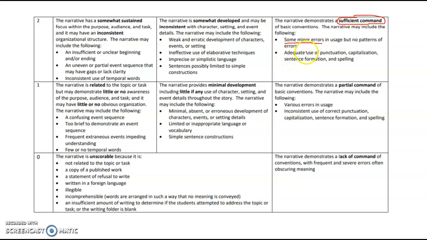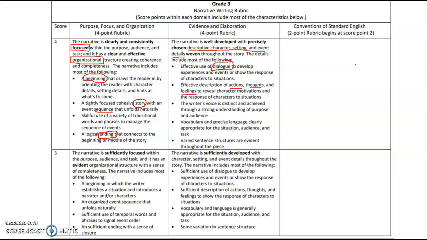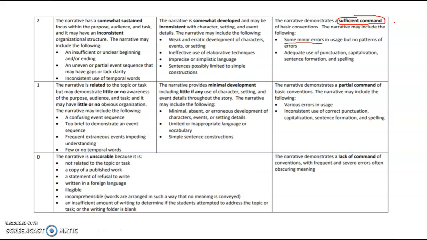The word adequate means good enough. So good enough use of punctuation, capitalization, and sentence formation, and spelling. You're only in 3rd grade, so you are allowed to make mistakes. It's okay. So as you're writing, again, you want to make sure that you're focused, you're staying on topic, your writing's organized, just like the story structure that we've been talking about. You want to make sure you're really explaining those characters' actions and reactions. And of course, you want to try your best with conventions, but you're allowed to make mistakes.